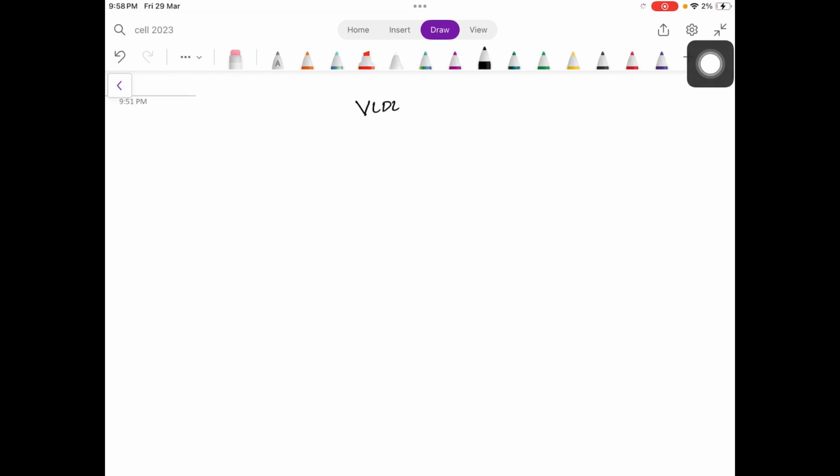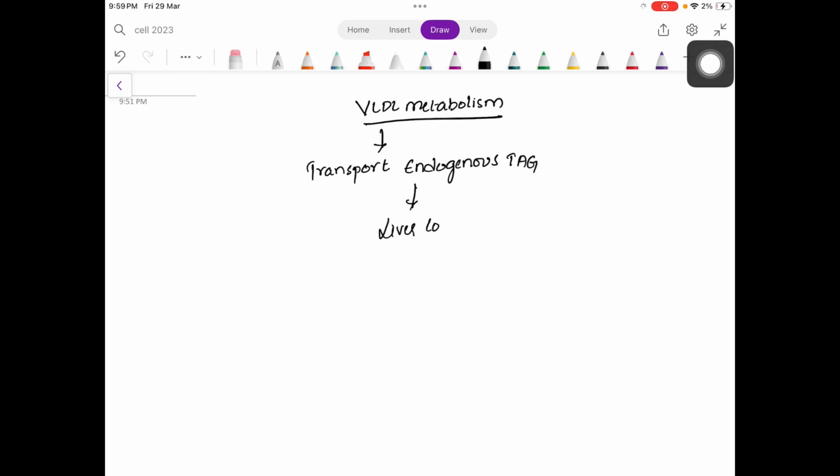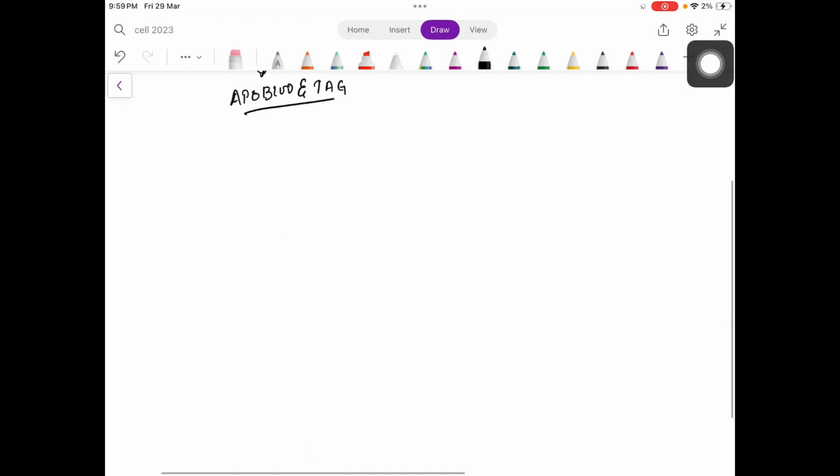In this class, we'll discuss VLDL metabolism. This VLDL metabolism is important in transport of endogenous triacylglycerols from liver to peripheral tissues. And these VLDL molecules will require ApoB100 and triacylglycerols for their formation.